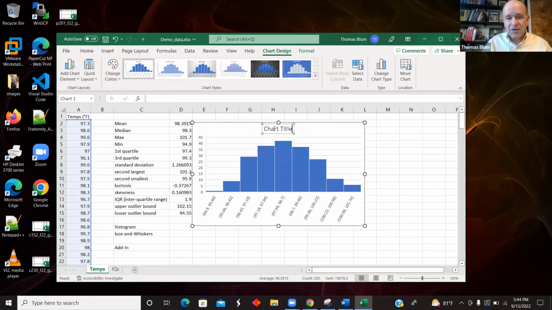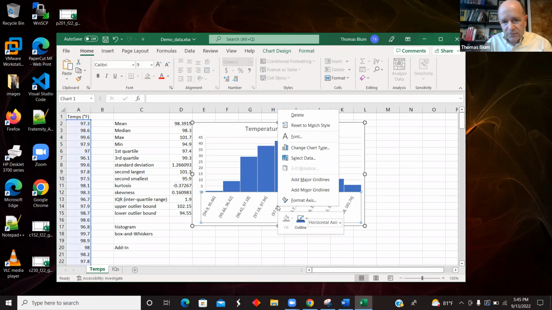I'll change this title, say, to temperature histogram. If the viewer of the graph understands that it is a histogram, then it's understood that this y-axis is a count, a frequency, the number of times that something occurs. Excel has divided the temperatures up into bins and counted how many times we got temperatures in each bin range.